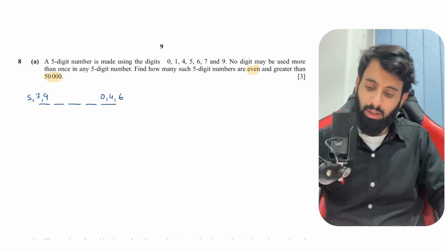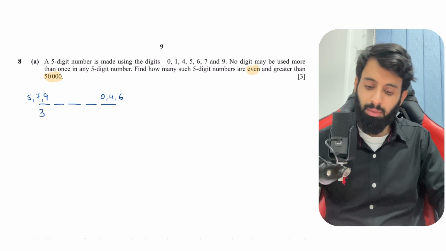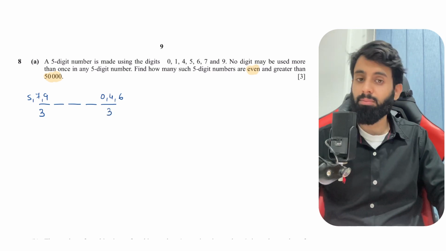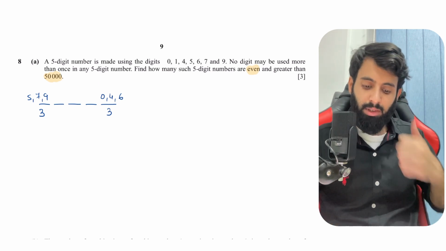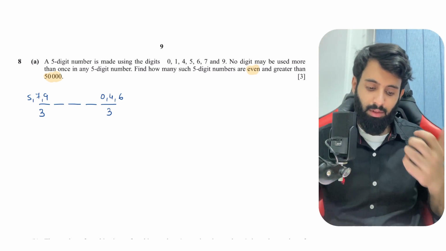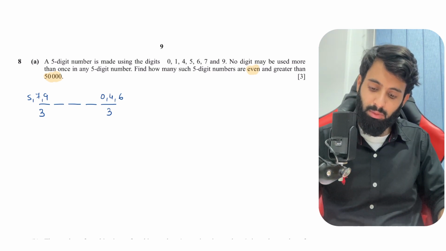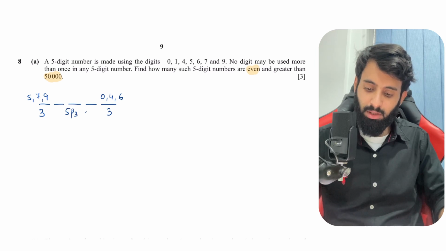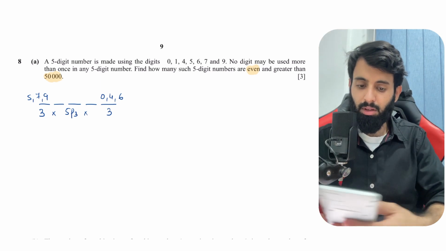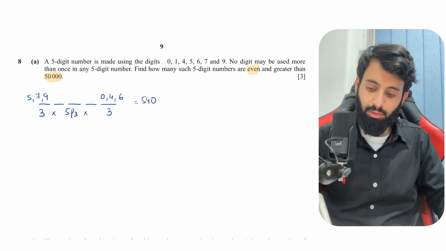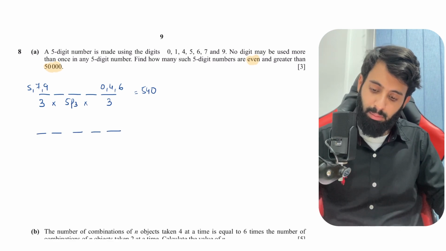So for now I will say that we just have 3 options for the first place. So that means 3P1, and we have 3 options for the last place also, making sure that it's even. And we started off with how many numbers? 0, 1, 4, 5, 6, 7, and 9. So we started off with a total of 7 numbers. Out of the 7, 2 of them are gone, so we're left with 5. And we have room for 3. So that means 5P3. Let's work this out. 3 times 5P3 times 3 is equal to 540.